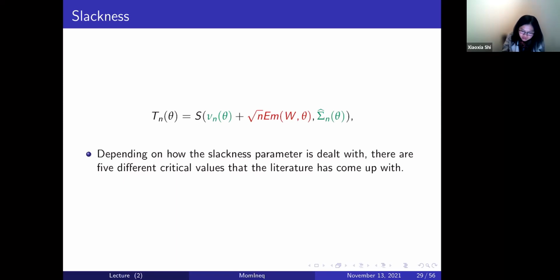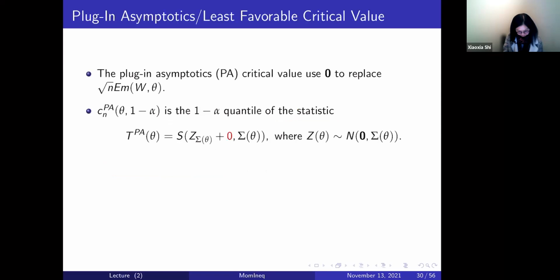And there are 5 different critical values that we will talk about that will use this monotonicity of S and bounds for the slackness parameter to come up with critical values. So I'll talk about 5 different critical values. The first critical value that the literature came up with is the plug-in asymptotic critical value.